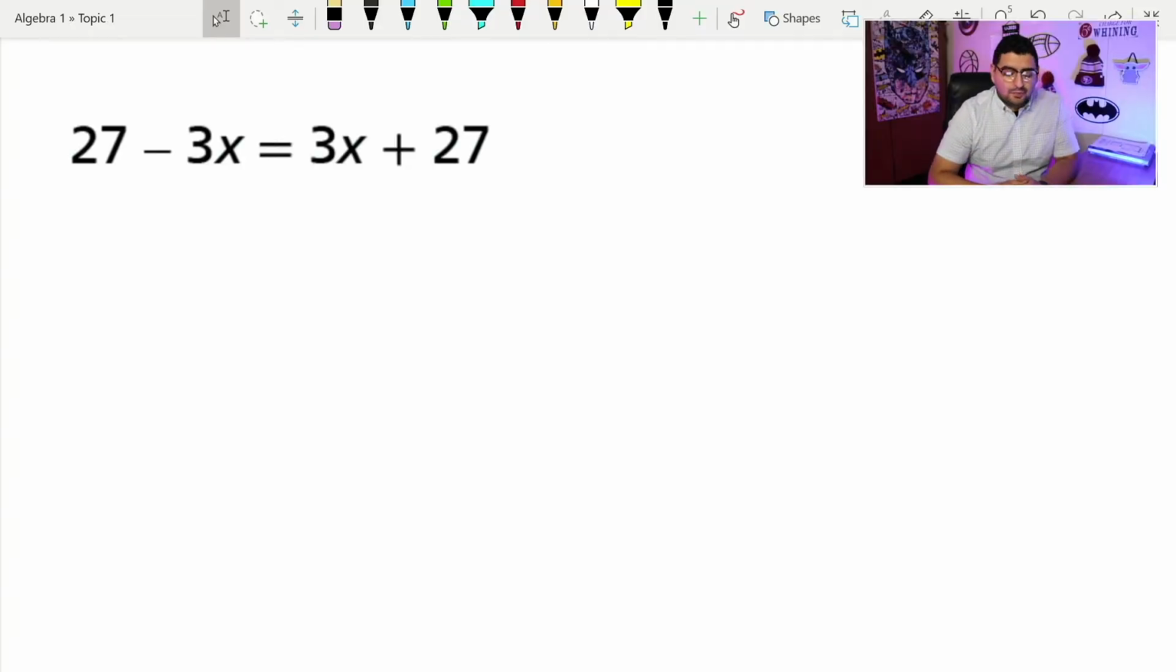This first example, we have 27 minus 3x equals 3x plus 27. So the key in solving linear equations with variables on both sides is to get your variables on one side and everything else on the opposite side. So what I'm going to go ahead and do in this example is subtract a 3x from my right side.